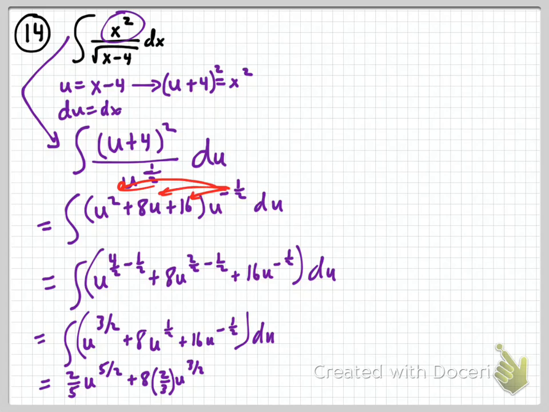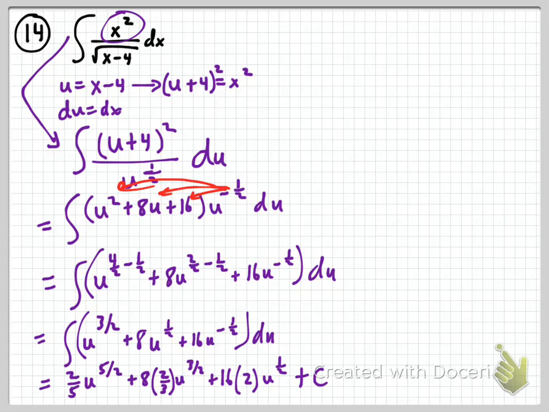Okay, plus 16, again we're going to leave a little space there, because we know we're going to have a fraction. U to the negative 1 half plus 1 half, that's 1 half, and then divide by 1 half or multiply by 2, and then we have a plus c.